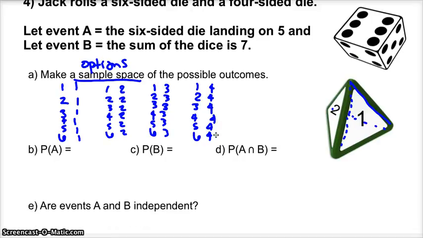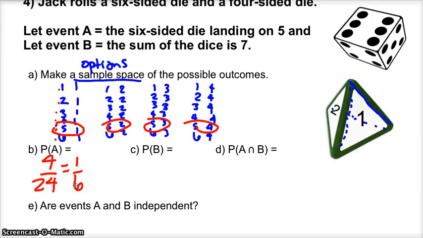It says let event A equal 6-sided die landing on 5. So what's the probability of the 6-sided die landing on a 5? Well, it could happen here, it could happen here, here, or here. So there are 4 different times that it could land on a 5 out of how many options? Well, there's 1, 2, 3, 4, 5, 6. 6 times 4, so there are 24. So 4 out of 24 is the probability of you getting a 5 on the 6-sided dice.